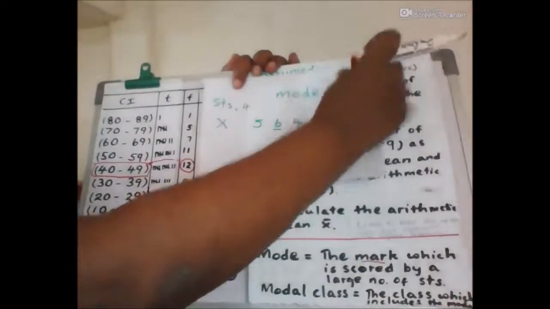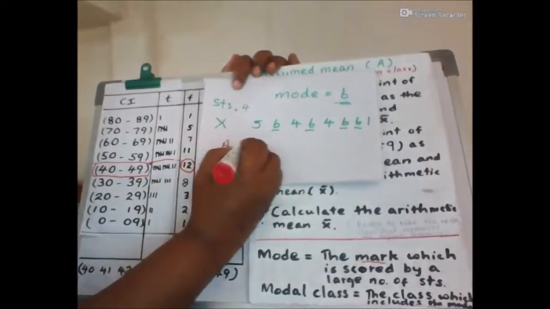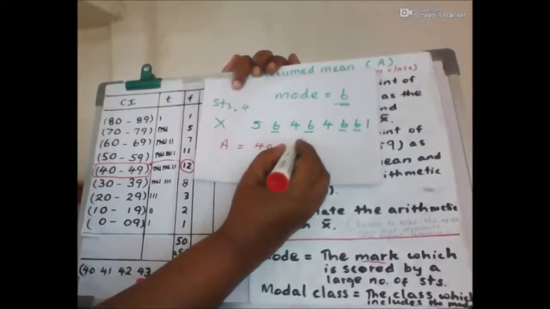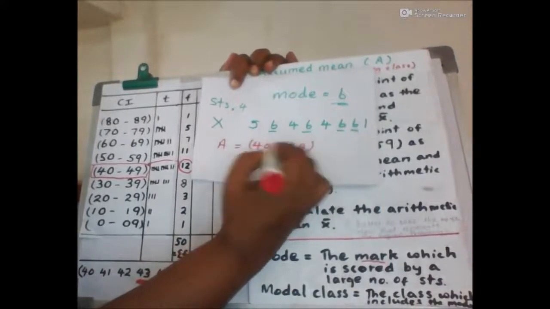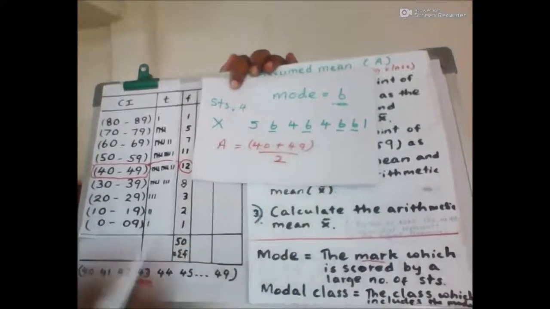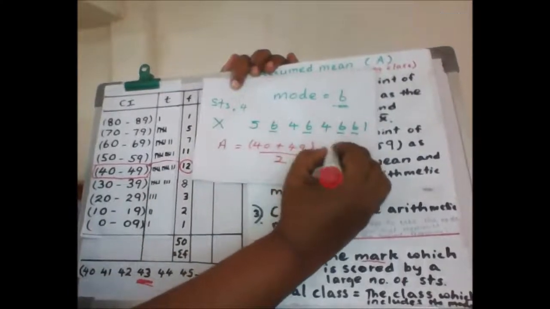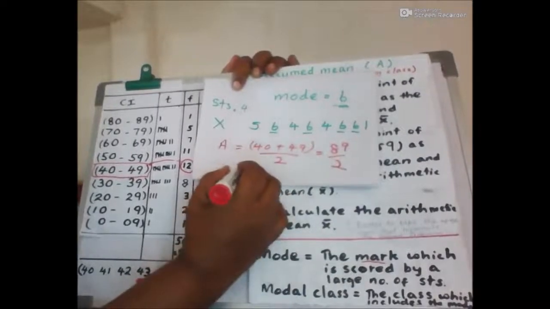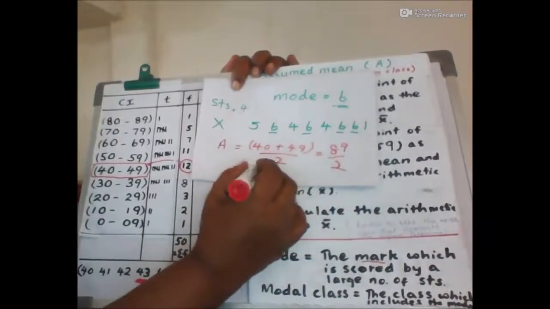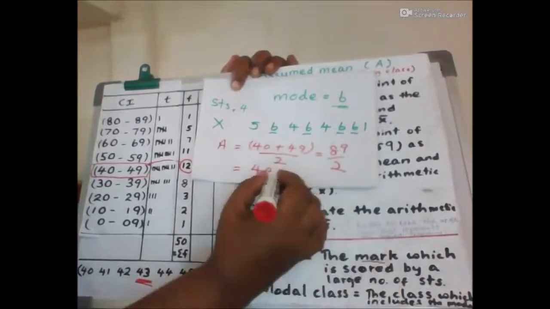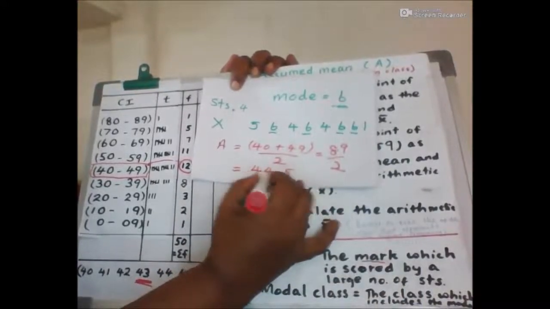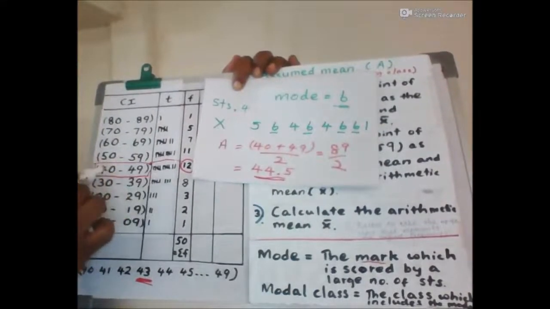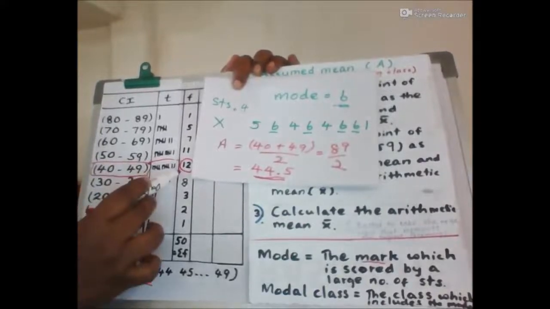So in that case, what's the assumed mean? 40 plus 49 divided by 2. That is 89 divided by 2. So our assumed mean is 44.5. That is the assumed mean, the midpoint of the modal class.